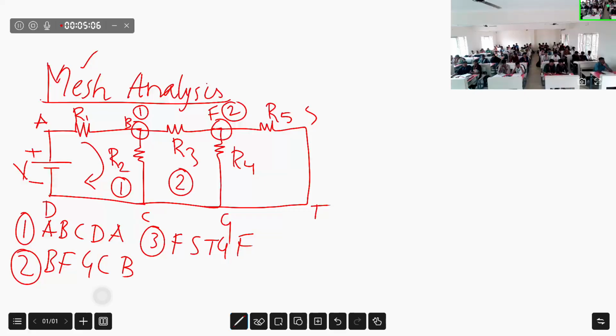Okay, so using this mesh analysis, I am going to find out the individual mesh current values. For example, I1 represents the current value flowing in the first mesh. Similarly, I2 and similarly I3. So I1, I2, I3 represent the individual current values flowing in mesh number 1, mesh number 2 and mesh number 3.